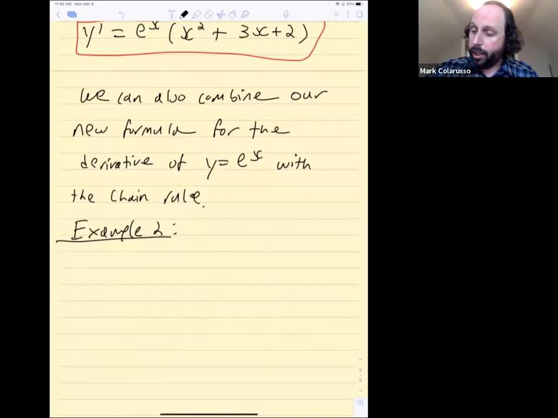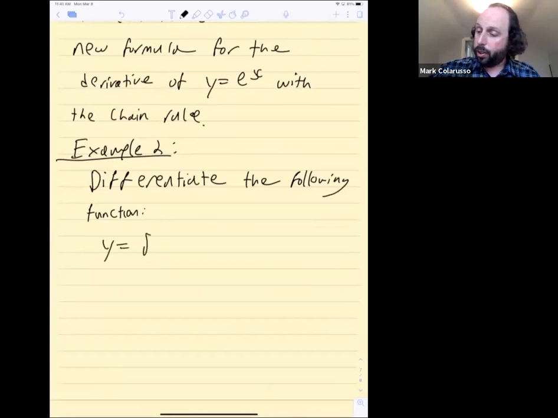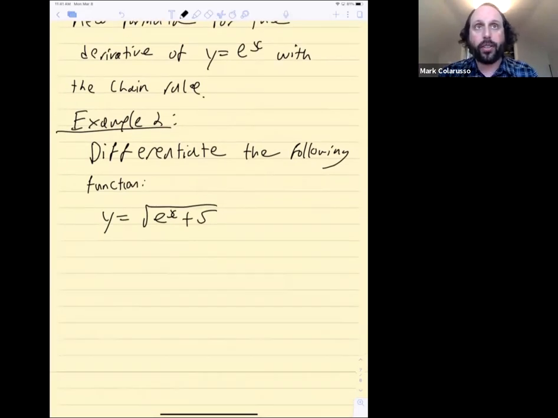So you can do the homework. Differentiate the following function. It's y equals the square root of e to the x plus 5. So e to the x plus 5, all under the square root, okay? To differentiate this guy, we have to recognize that this function is the composition of the function e to the x plus 5 with taking the square root. And then we have to remember the chain rule.